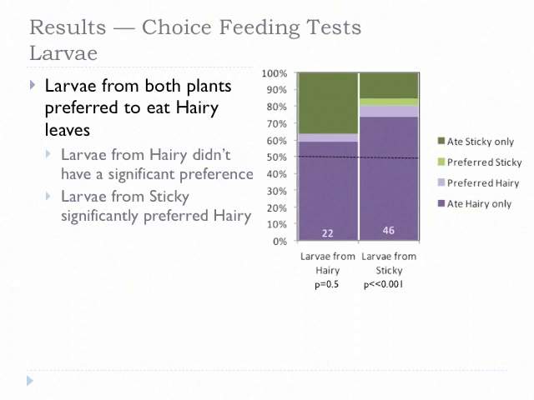On the larvae that came from the sticky plant, on the other hand, you can see the purple bar is a lot taller. And the statistical analysis showed us that that is a significant preference that they showed for the hairy leaves. So even though these are animals that hatched on the sticky leaves, and their mothers had eaten sticky leaves, they actually preferred to eat the hairy leaves, which I found really surprising. That's not what I would have expected.